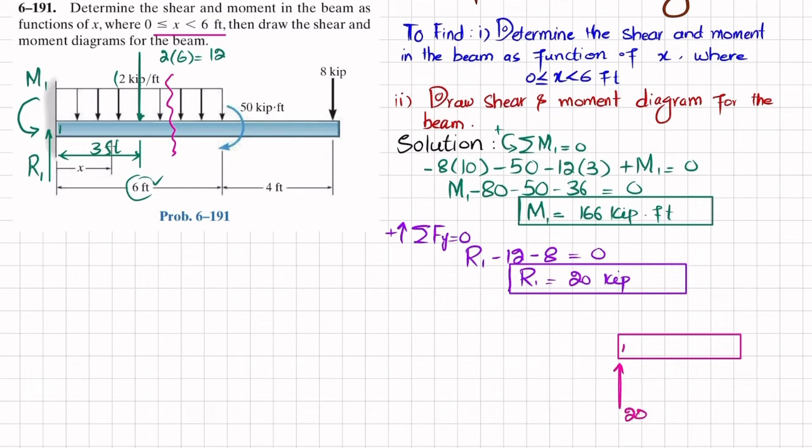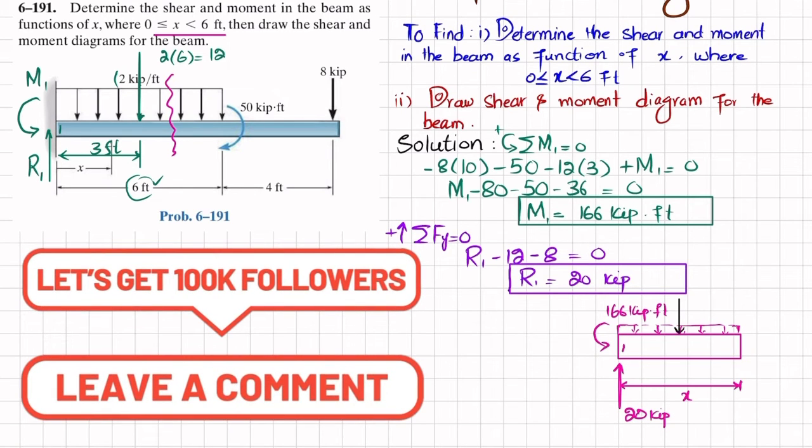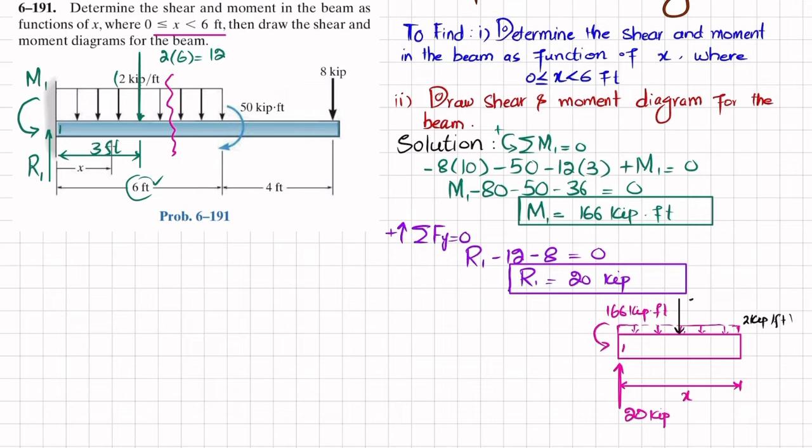R1 is 20 kips, and the moment we calculated is 166 kips-feet, counterclockwise. And this length, which we have cut the beam, is x, and there is a distributed load over a length of x, and this distributed load is downward. So when you convert this distributed load into a point load, it will be acting at the middle, clear? And the magnitude of this distributed load is 2 kips per feet.